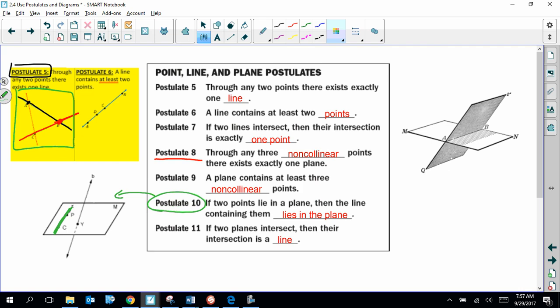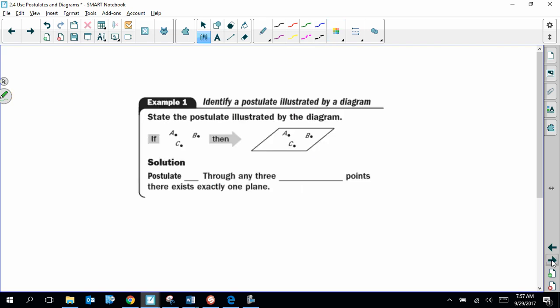If two points are in a plane, then the line containing them is also in the same plane. And the last one, postulate 11: if two planes intersect, then their intersection is a line. So here I have two planes, and they intersect at line AB. Again, I don't think it's really anything brand new because I have discussed it. This is one of the very first lessons that we did in geometry.